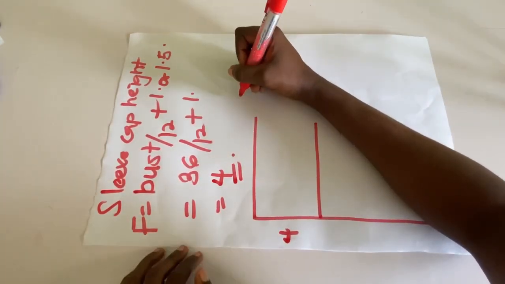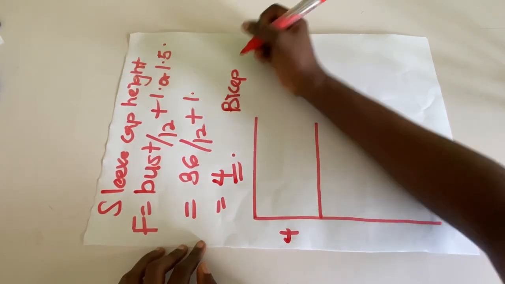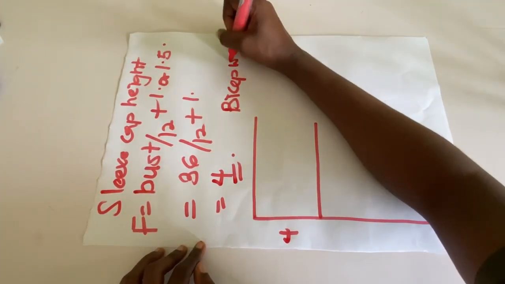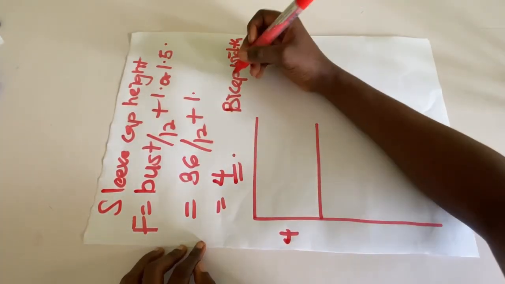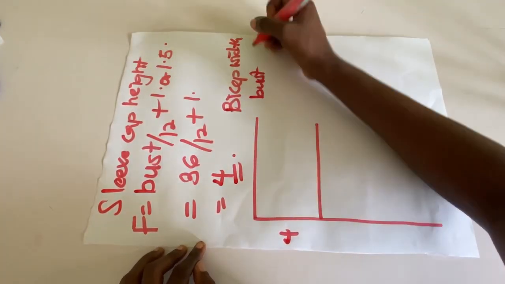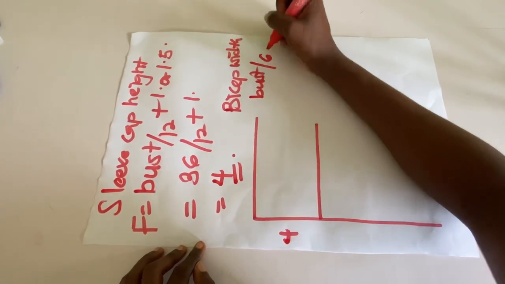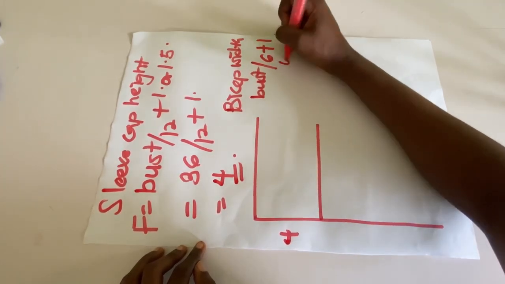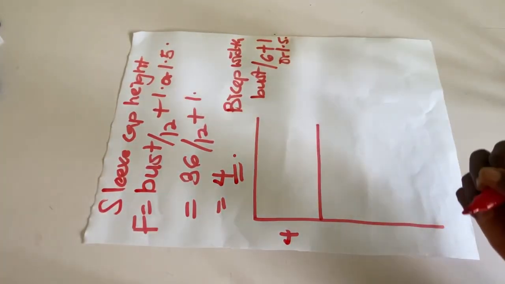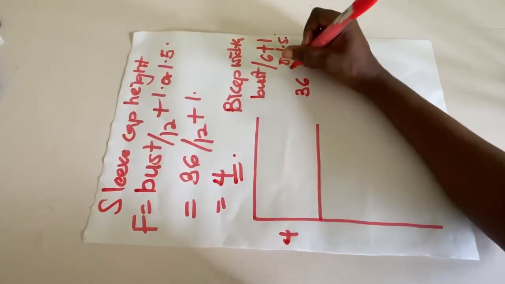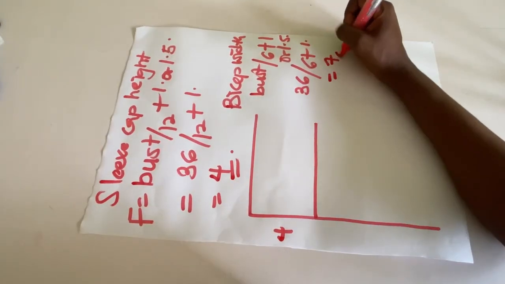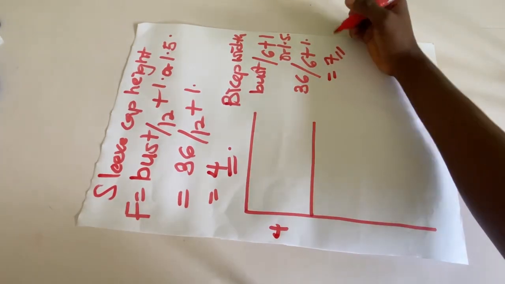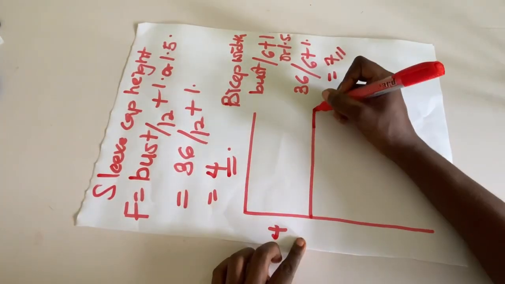So there's also a measurement to get your bicep width. That's the circumference around the bicep. There's a formula for it. So now you just say your bust circumference divided by 6 plus 1 or 1.5. So for example, bust 36 divided by 6 plus 1. So I have 7 inches for the bicep width.